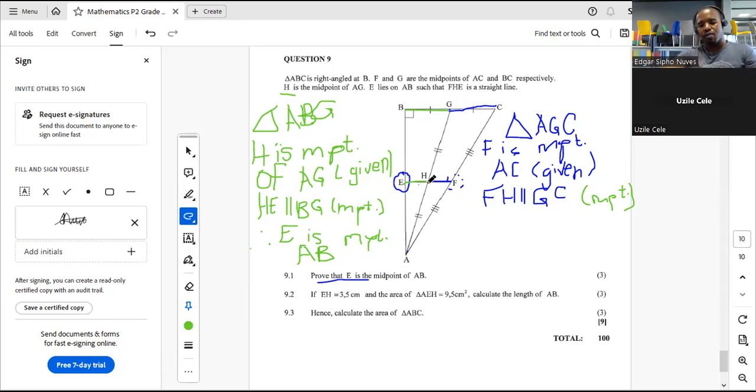So E is a midpoint of AB. Why? Because E is connected to H, which we've been told is a midpoint. And since H is a midpoint, the line HE is parallel to BG and half the size of BG. So E is connected to H through the line HE, and so E is a midpoint of the line AB. And then we have now proven it for 3 marks. Correct. Do you understand?